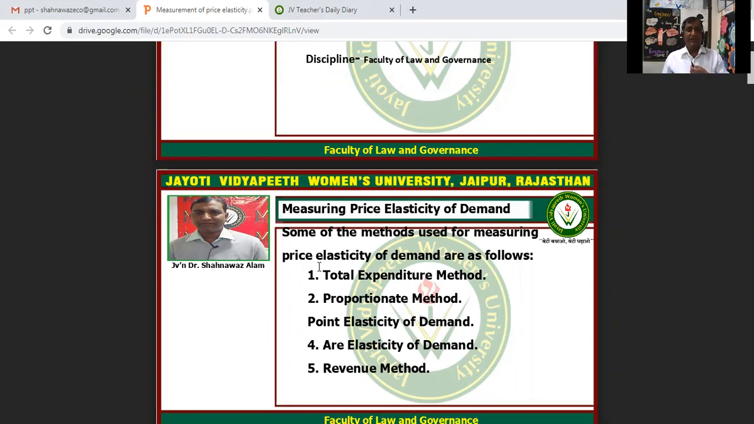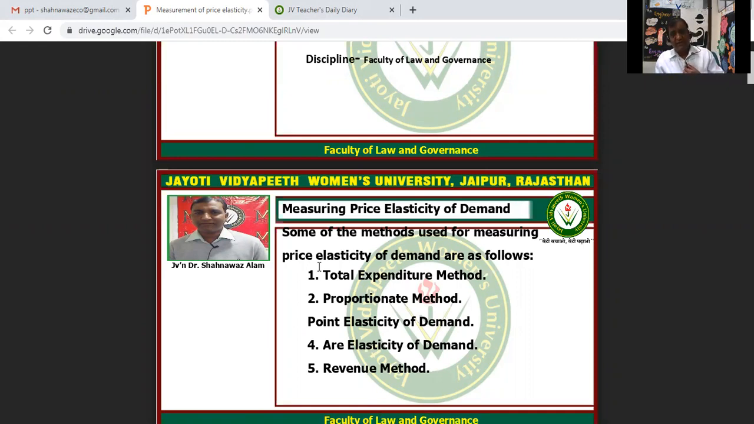First, total expenditure method or total revenue method, proportionate method, point elasticity method, arc method, and revenue method.